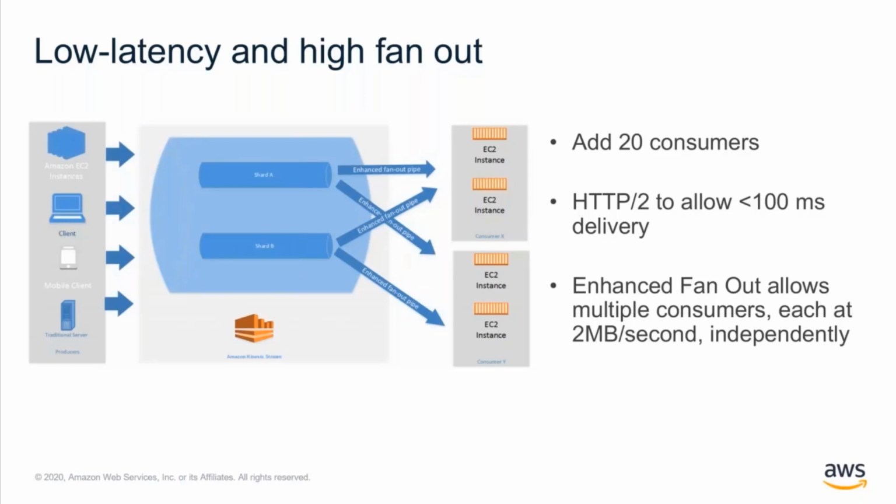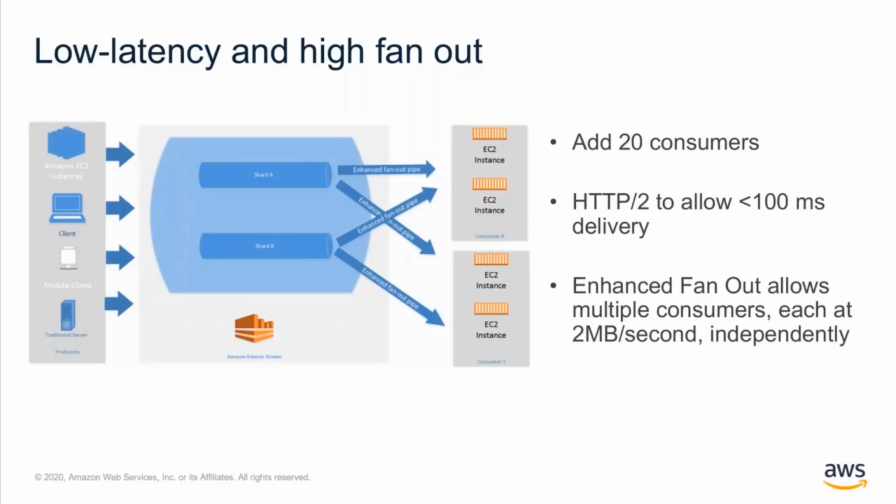The second key benefit is it provides less than 100 milliseconds end-to-end latency. Now, the reason this is critical is you could have a bunch of applications that are very latency sensitive, and you want to really reduce the time from when a record is produced to when it's actually available for you to process. With enhanced fan-out, you can ensure that the overall propagation delay is less than 100 milliseconds.